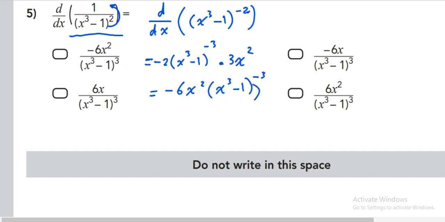Here we don't have this form in our choices, so we have to simplify this expression to get the same form. Simplifying here by writing the bracket with negative power in the denominator with positive power. So here we got an expression in this form, and we already have one choice with the same form, which is this choice. And this is the final answer.